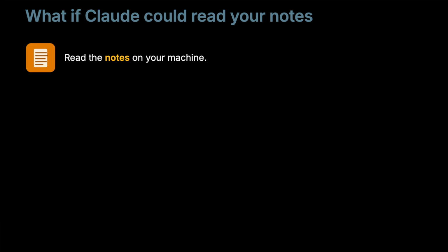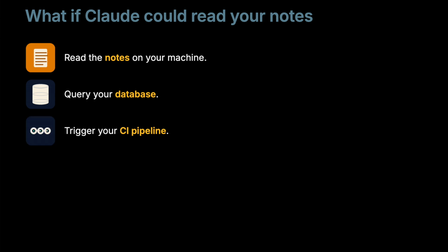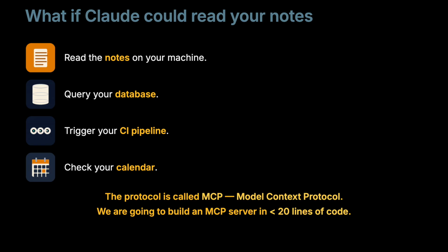Imagine for a second that you could ask Claude or any AI agent to look at the notes you actually have on your machine, not training data, your real current notes. Or query your team's database to answer a question, or trigger a CI pipeline because you said the word deploy, or look at your calendar before scheduling something for you. The protocol is called MCP, Model Context Protocol. We are going to build an MCP server in less than 20 lines of code.